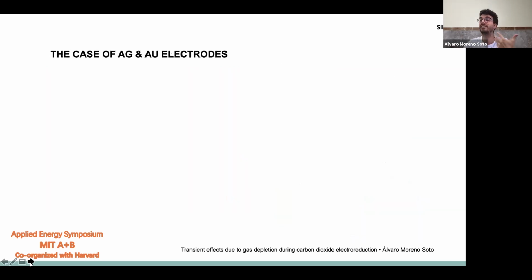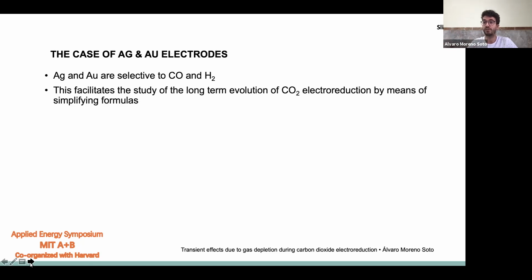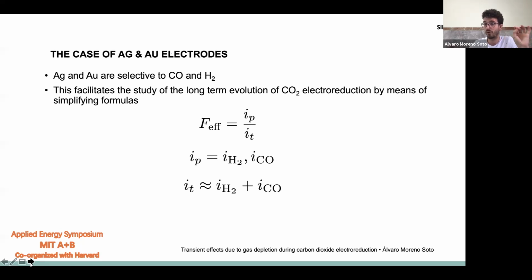So in terms of the silver and gold electrodes, as I said, they are very selective to carbon monoxide, and they are also producing hydrogen at the same time. So this simplifies the formula because everything will be simplified to just two components, carbon monoxide and hydrogen. So for Faraday efficiencies, there are only two components, two partial products.